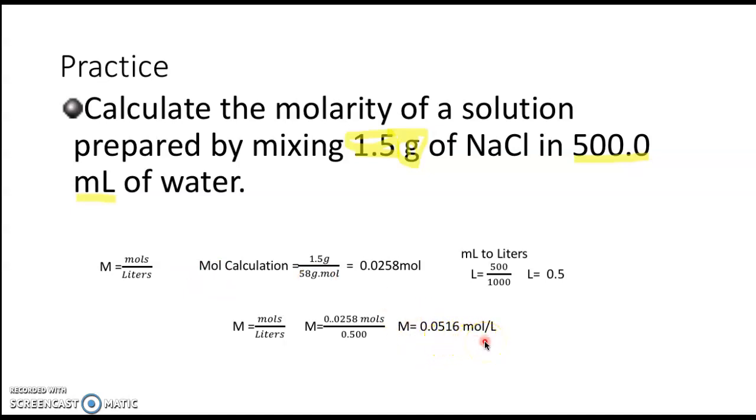So that's how we work with molarity. And that's how we work with concentration. Let's go back to titration.